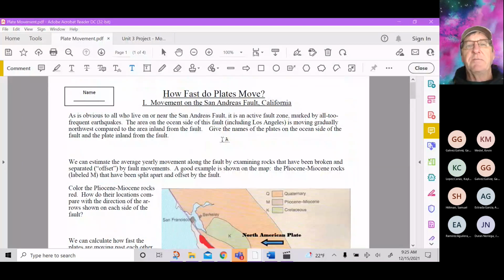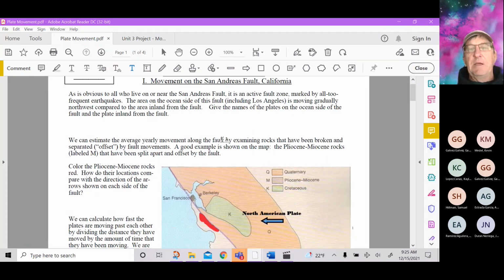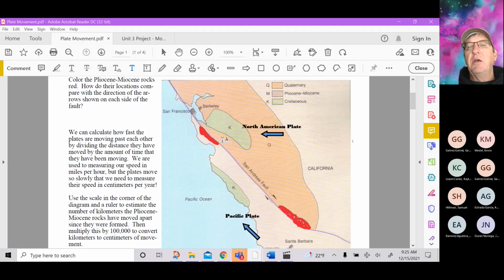So we're working on this plate movements assignment. We've just colored in the Pliocene-Miocene rocks, which are on either side of the San Andreas. They've been moved in opposite directions. So now you have a couple questions about those rocks. How do their locations compare with the direction of the arrows?